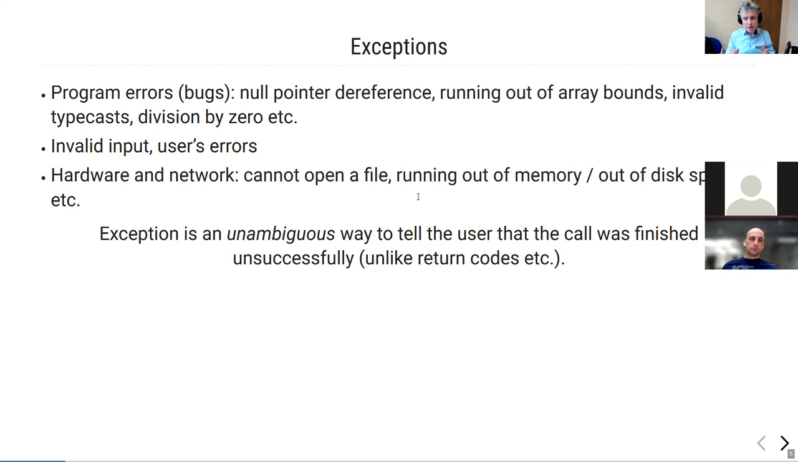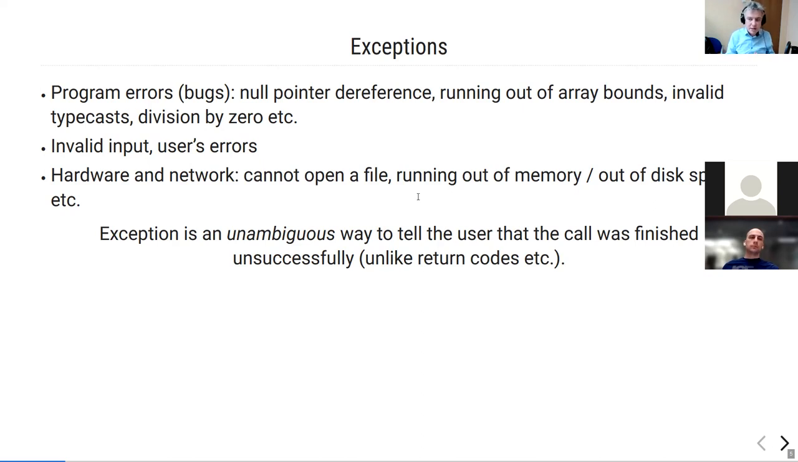So there are basically three types of exceptions. Like program bugs. I think you already know about it. When we just write an algorithm and this algorithm does something wrong, like a null pointer dereference, or we try to get a value from an array that's out of bounds, and things like this. So program bugs, we should get rid of them.